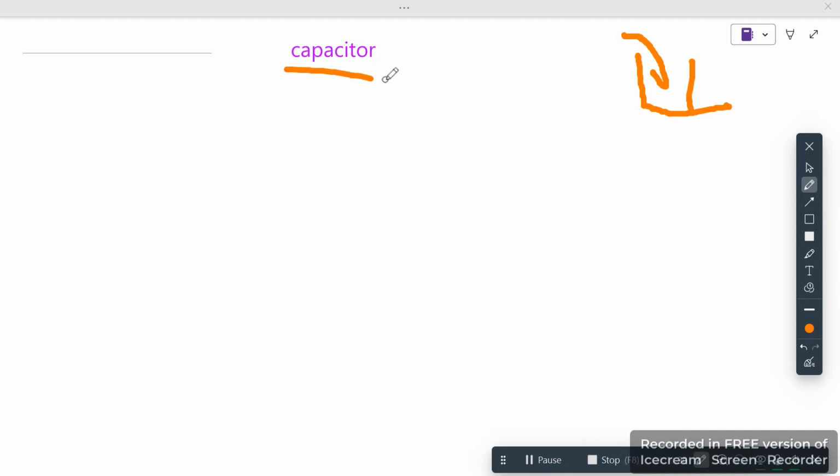Just like that, we have the capacitor, which simply means it is a device, or it's like a bucket, which stores electrical charge, electrical energy. That's known as a capacitor. So if I write a definition, it would be: it is a device, or we can also call this a conductor device, or conductor, which is used to store electric charge.